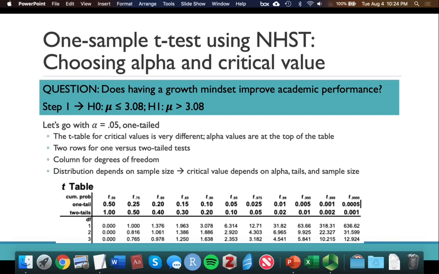So we would find the alpha level of 0.05, which, if you can see my cursor, is right here. And once we've identified the proper column, we would then read down the table, which of course is much longer than what you see here, until we find the row corresponding to our degrees of freedom.